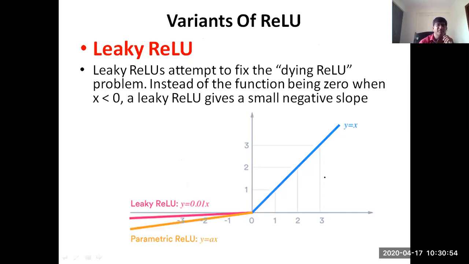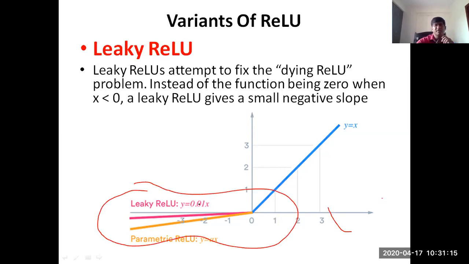So instead of the function being 0, what we can do is, wherever we find the value x less than 0, leaky ReLU will do what? It will provide a small negative slope, as can be seen over here, isn't it? So this actually helps in giving some kind of significance to your negative values also. And we normally take the negative slope value as 0.01.